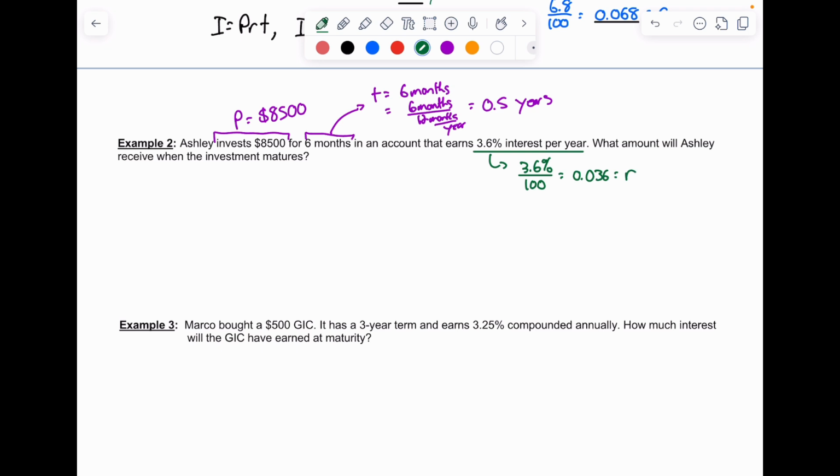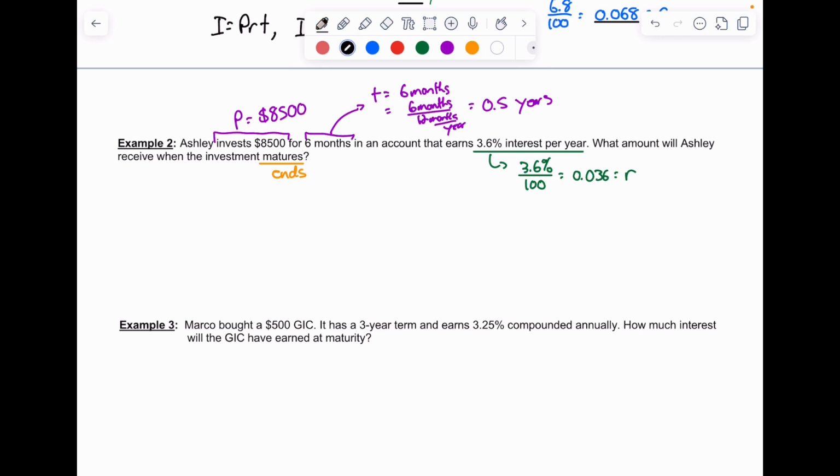So then, what amount will Ashley receive when the investment matures? Okay, so this word mature in the world of finance just means when it comes to an end. For those who eventually go into finance or start investing in the real world, if you ever buy bonds, the bond will mature in 30 years, or your mortgage matures in 30 years. It just means ends.